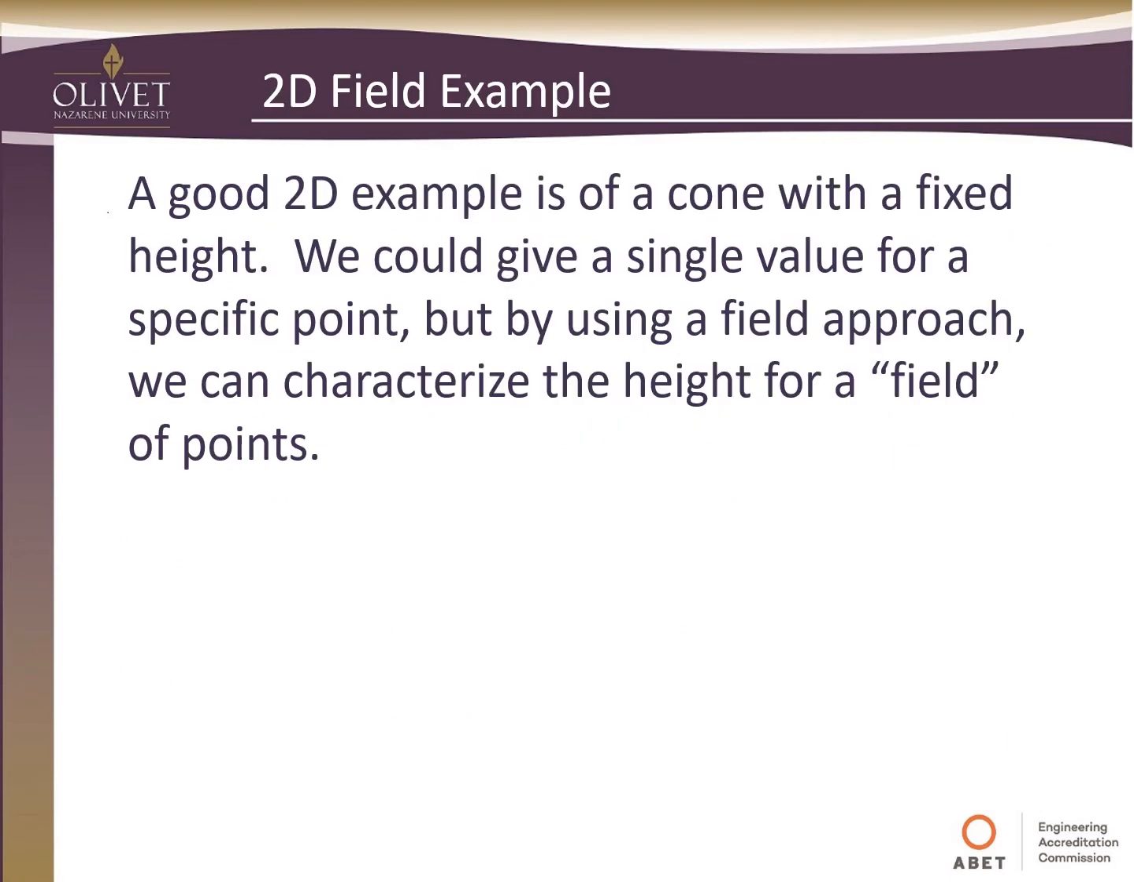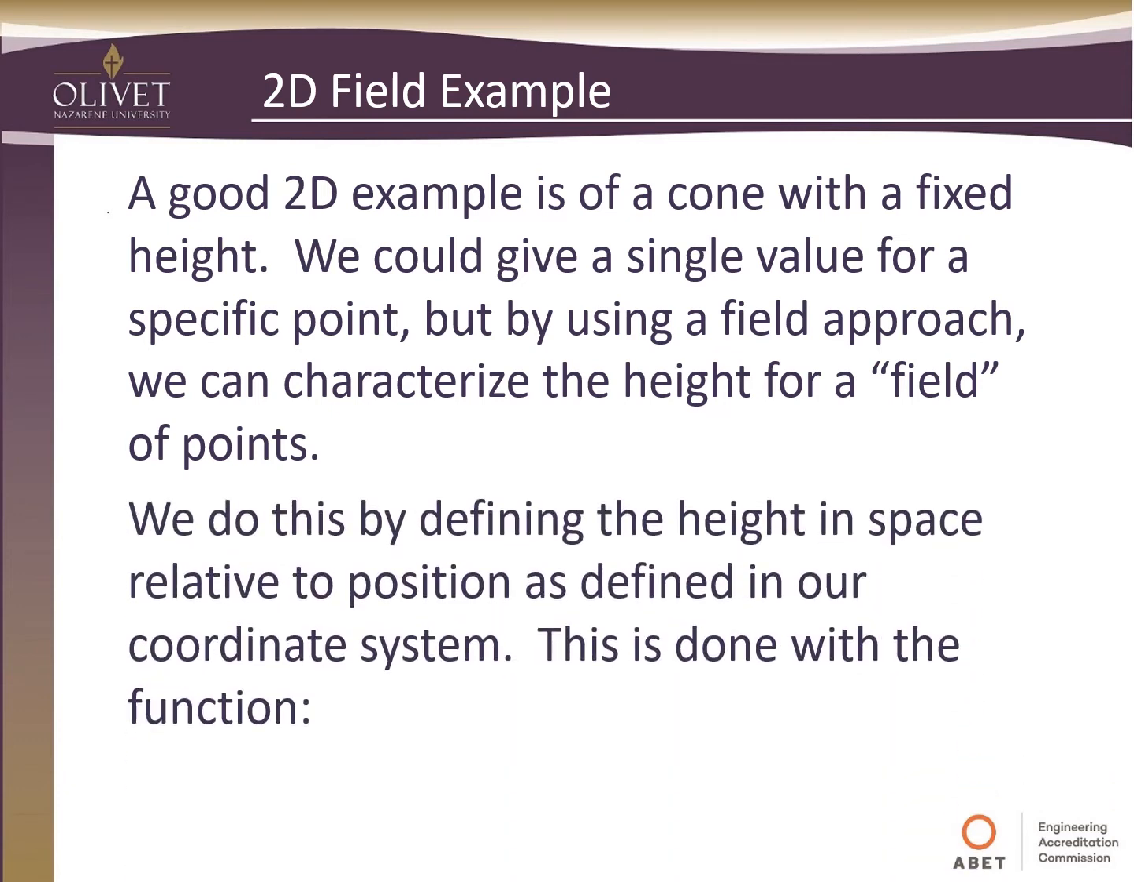So let's look at some examples real quick of different types of fields and how these mechanisms work. A good 2D example to start off with would be a field that describes the height of a cone on the surface. We could give a single value for a specific point on the cone, or an equation that does that. But using the field approach, we can now characterize the height for an entire field of points at one time. We can do this by defining the height in space relative to position as defined in our coordinate system. So we'll be dealing with the Cartesian coordinate system.